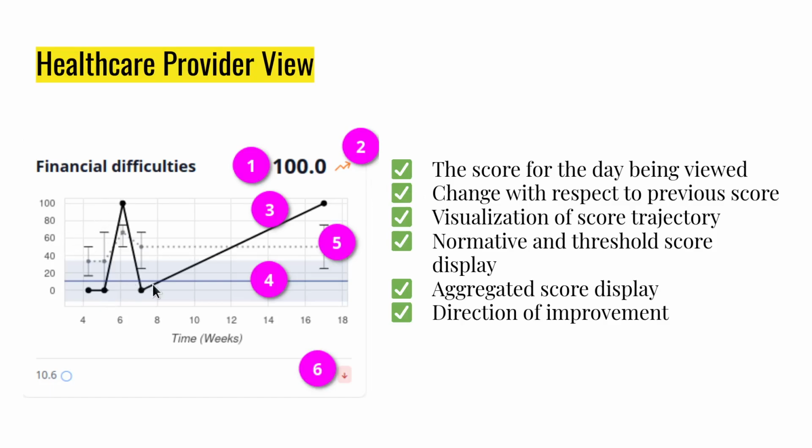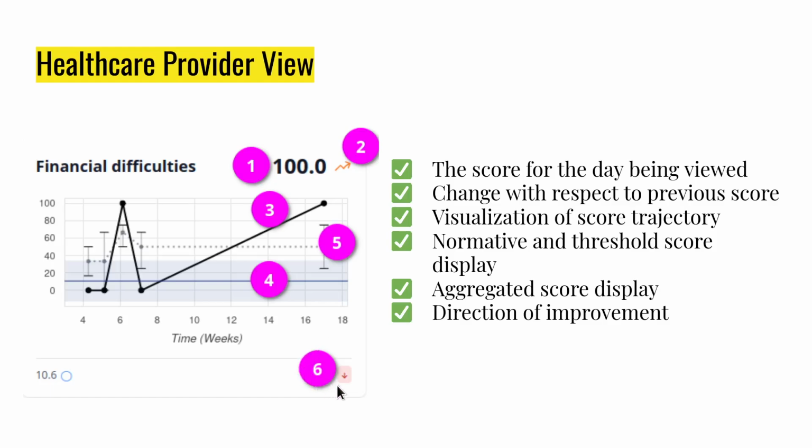You can visualize the score trajectory as we have already discussed. This blue line represents the normative score of the population, with the bands indicating one standard deviation on either side of the mean. And the dotted lines with the error bars represent the normative aggregated data. This aggregated data display allows you to compare the patient's response with other patients' responses and tells you whether this patient is a responder, which is within the limits, or completely out of bounds.